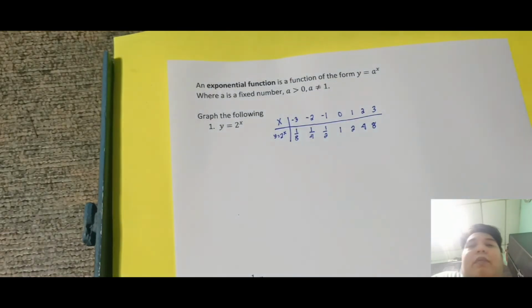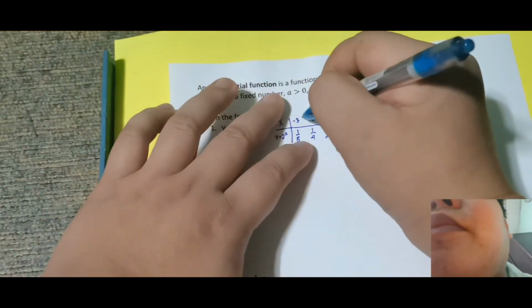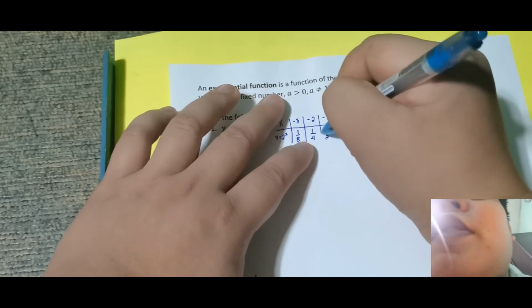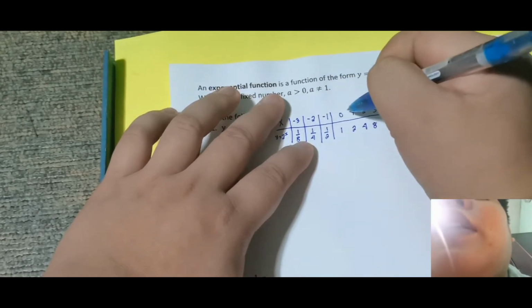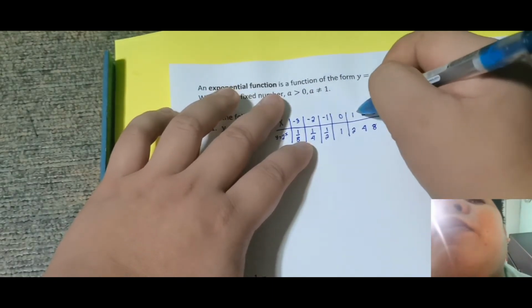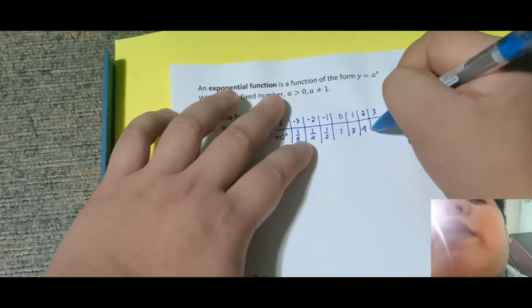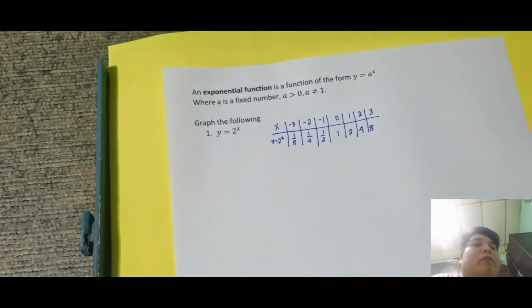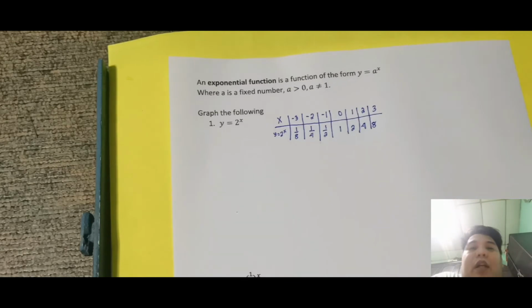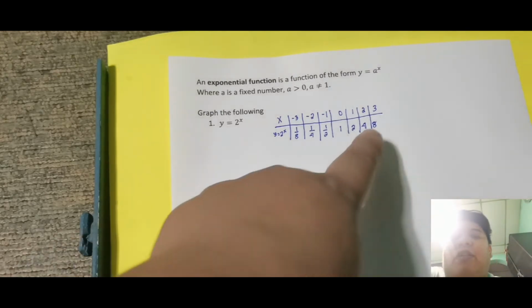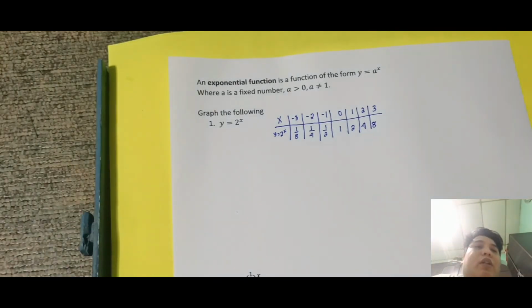Okay, so we have table of values dito. So, we have negative 3, 1/8, negative 2, 1/4, negative 1, 1/2, 0, 1, 1, 2, 2, 4, and 3, 8. Okay, so next is, siyempre, gawa tayo ng graph. So, kung napansin mo, ano yung pinakamalaking number ng y? So, pinakamalaking number ng y is 8. So, gagawa tayo ng y is equal to 8. So, napansin mo, wala namang y na nag-negative.